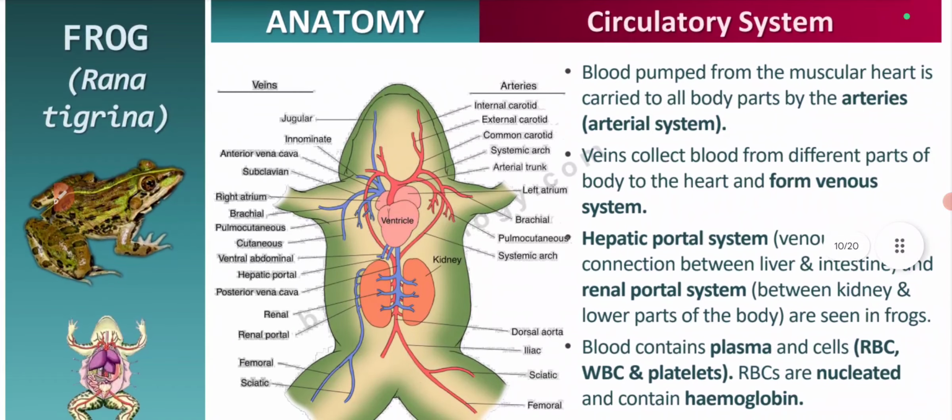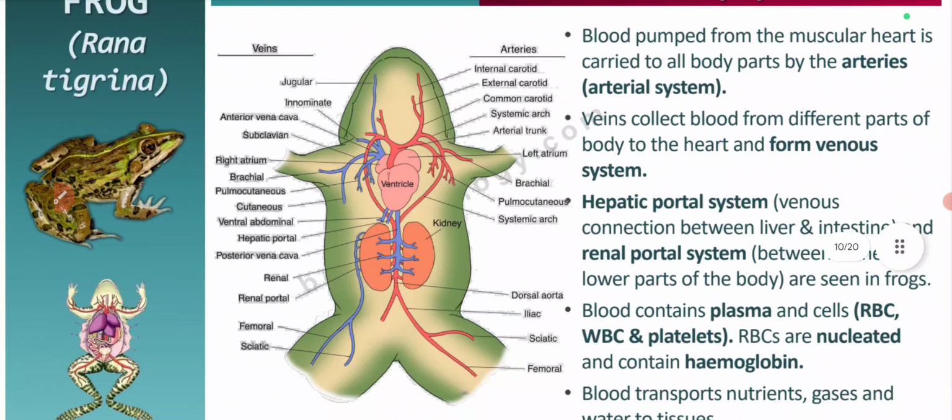Blood pumped up from the muscular heart is carried to all the body parts by arteries and the arterial system. Veins collect the blood from different parts of the body to the heart and form the venous system. Hepatic portal system, that is the venous connection between liver and intestine. Hepatic portal, it is labeled here as you can see in the diagram.